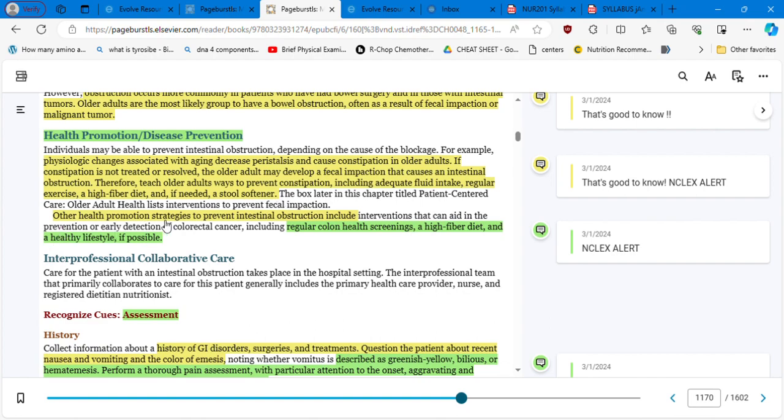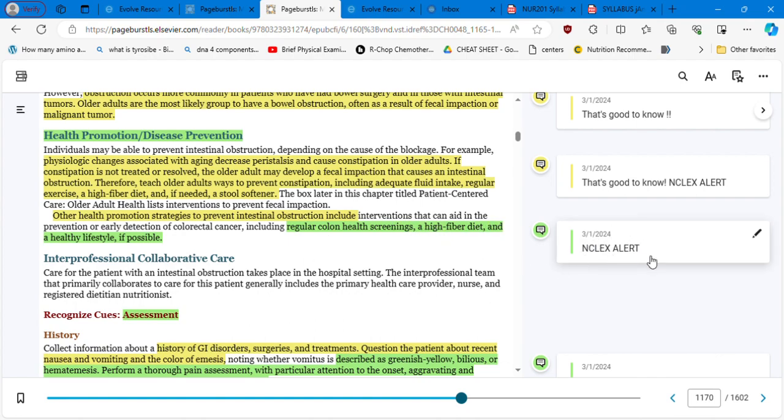Other health promotion strategies to prevent intestinal obstruction include regular colon health screening. Okay, if you're within the prevention guidelines, 45 years old and above, unless you have family members with a history of colon cancer, then your screening should start early. A high fiber diet and a healthy lifestyle is possible.